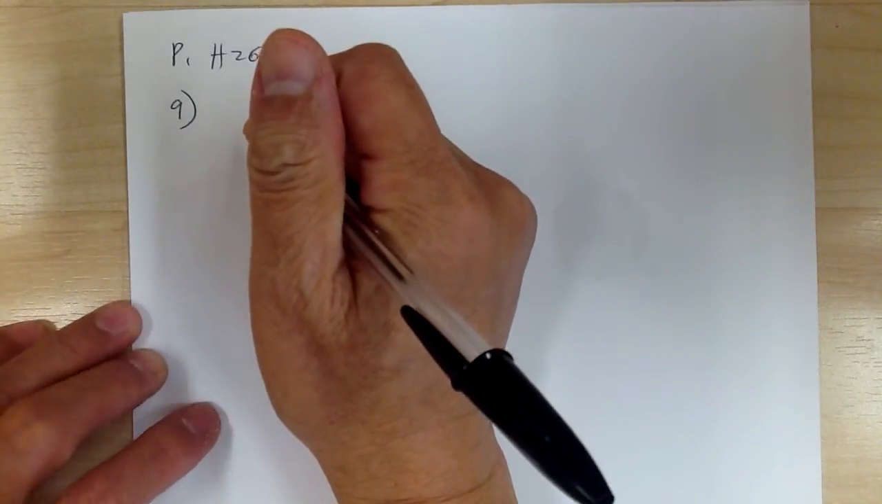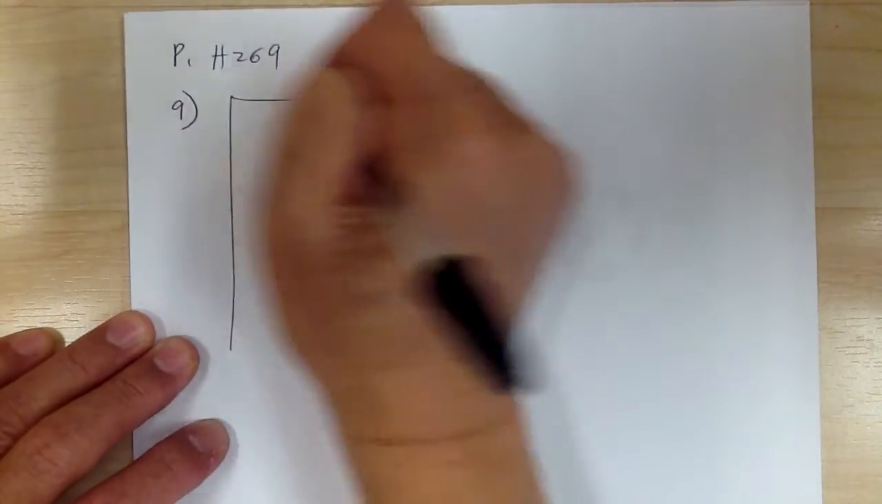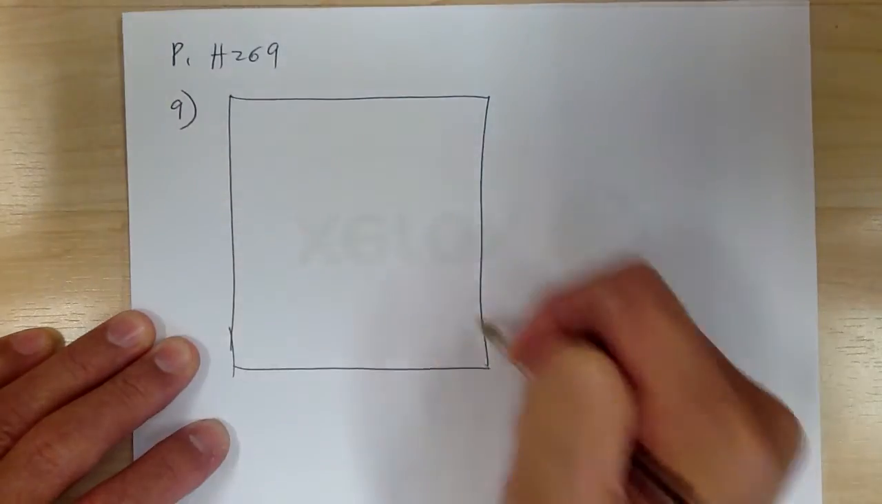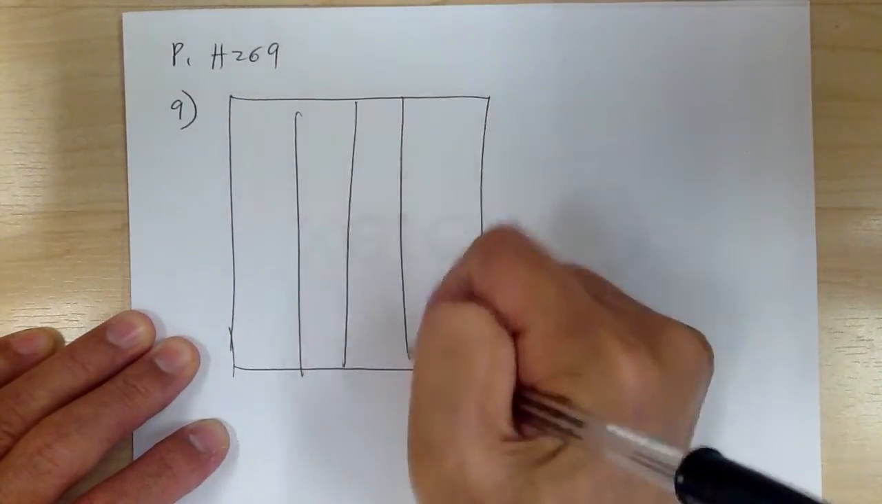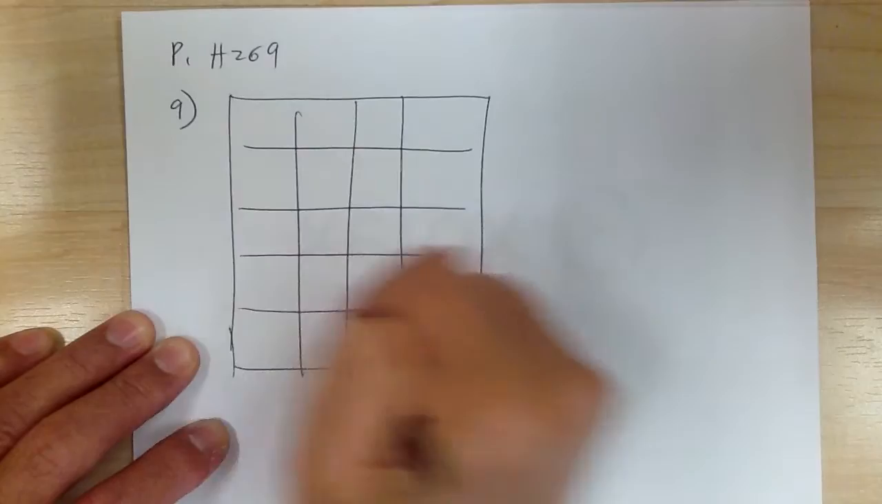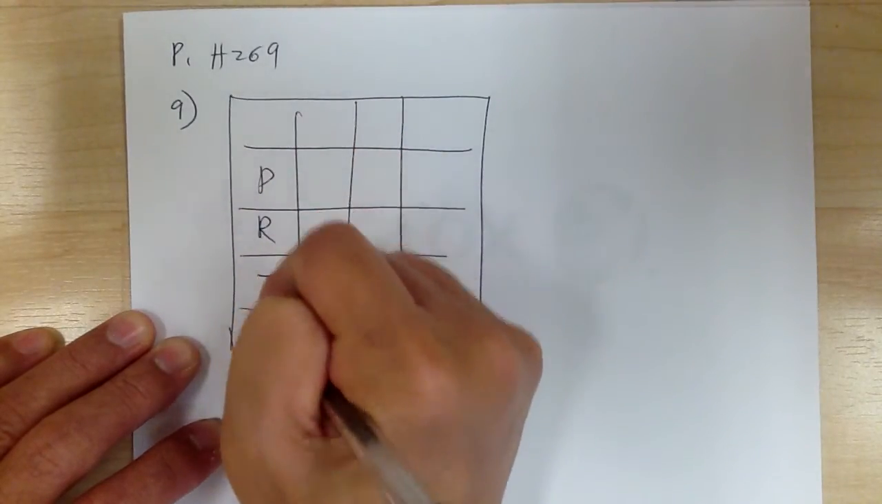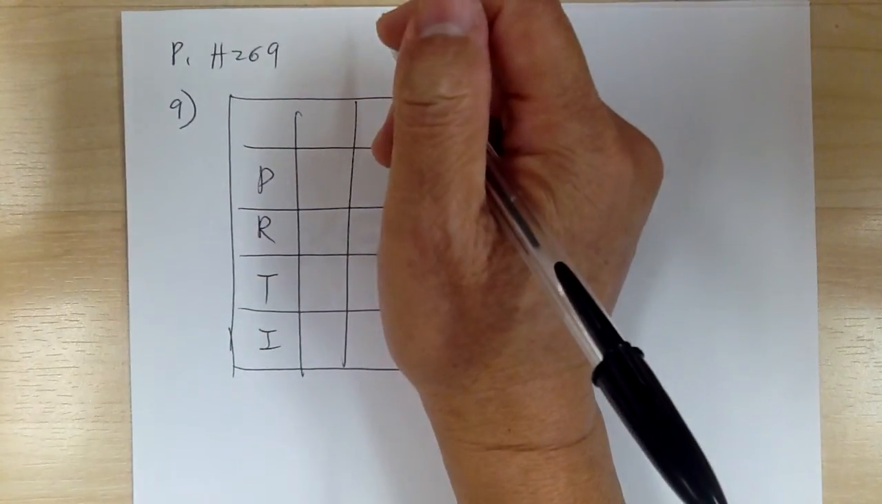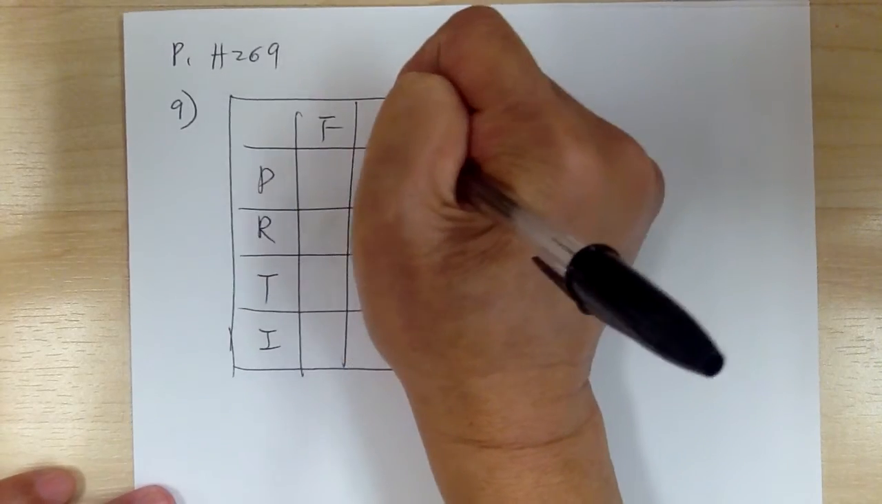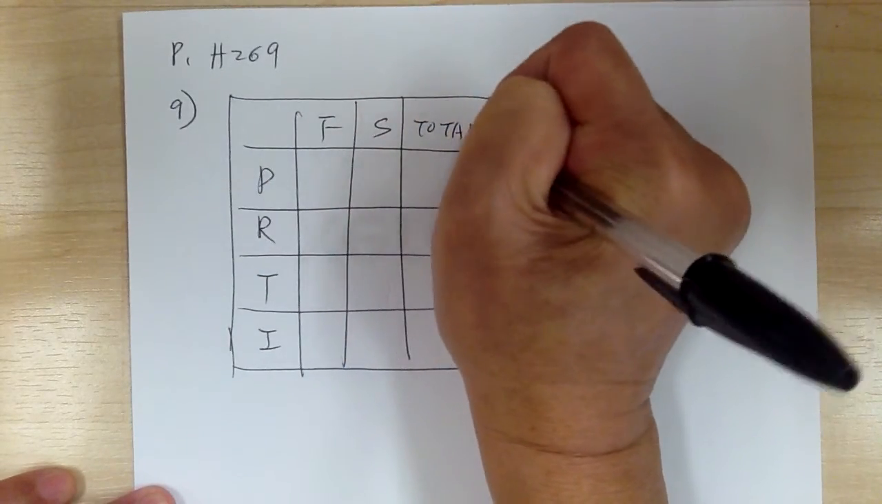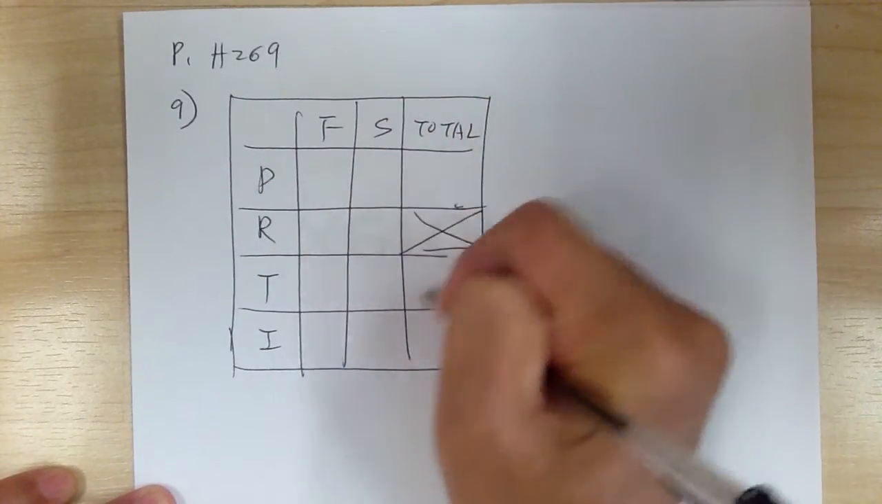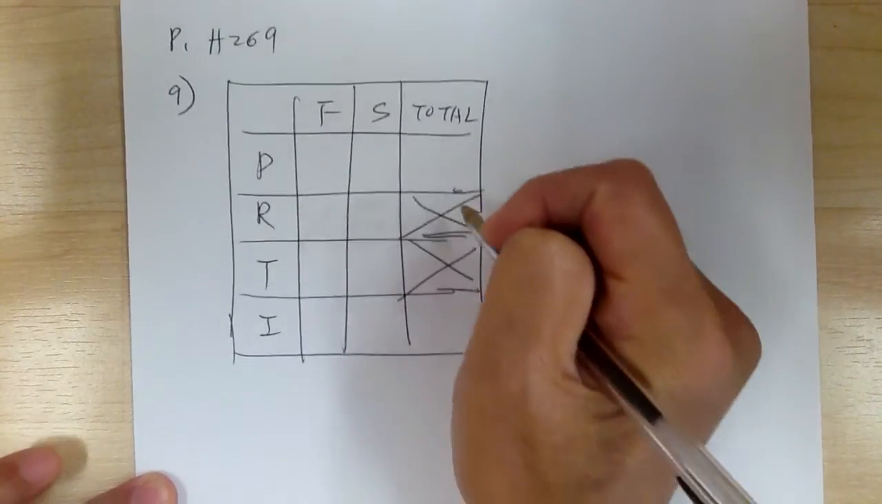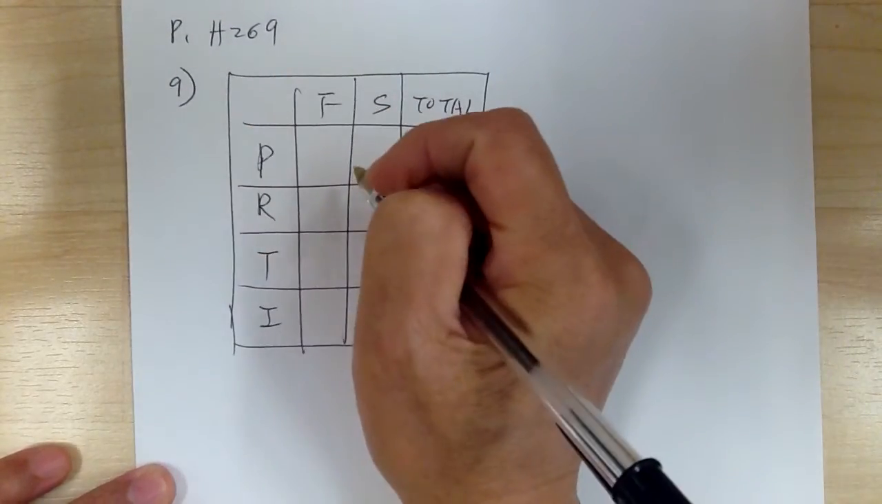You can read the problem. So this is the investment problem. So make your table for investment. So you got the first, second, and total. And this one you cannot have anything in there. Okay, and again you read.